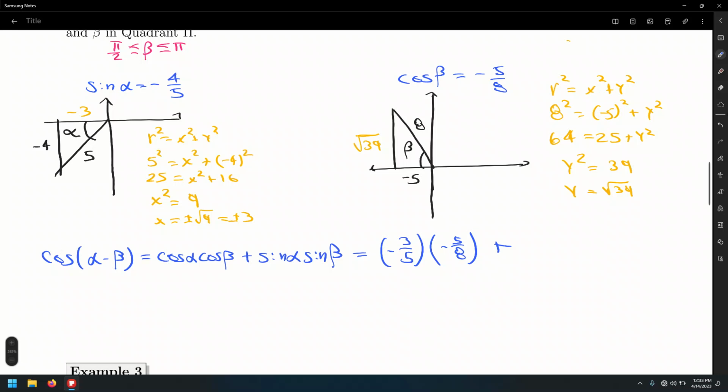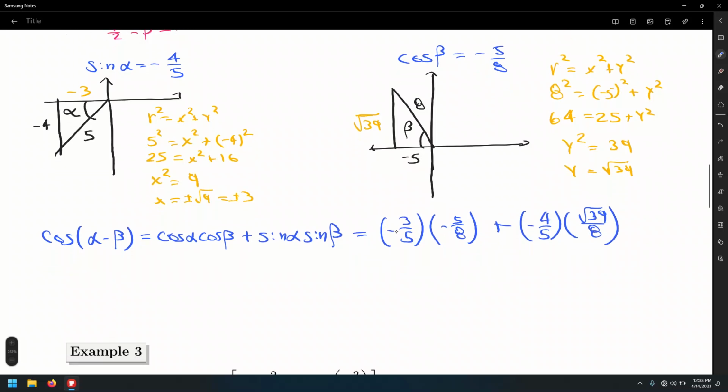And then plus sine alpha. Sine alpha is given, no need to do the opposite over hypotenuse thing again. So that's -4/5 times sine of beta. Sine of beta is opposite over hypotenuse. That is the square root of 39 divided by 8. And this is positive, so negative times a negative will be a positive.